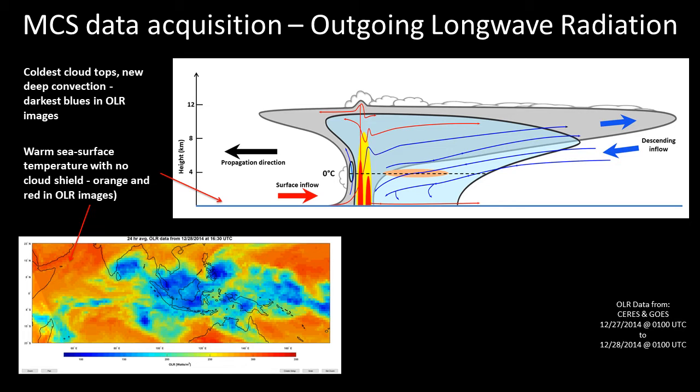OLR is a good indicator of large-scale dynamics, such as active phases in the Madden-Julian oscillation. It does indicate areas of strong MCS activity, but it does not resolve MCS details.